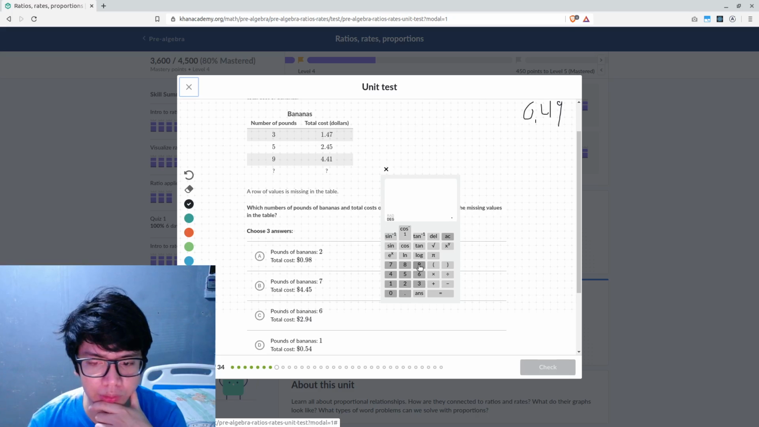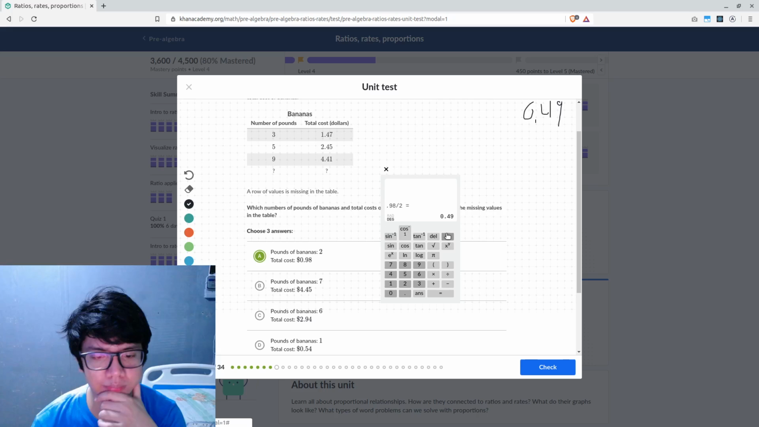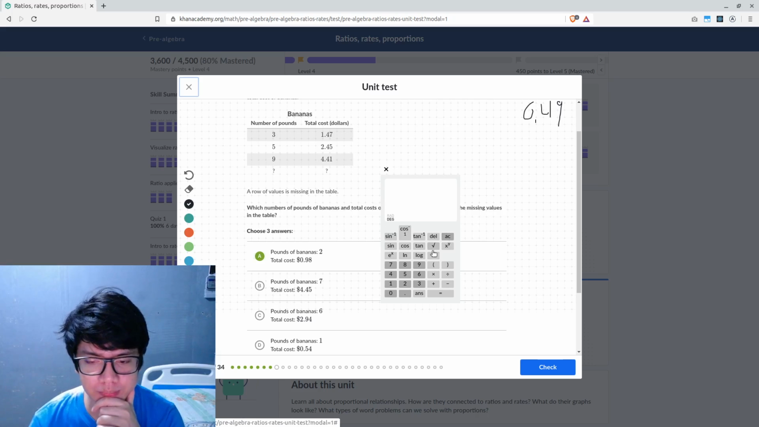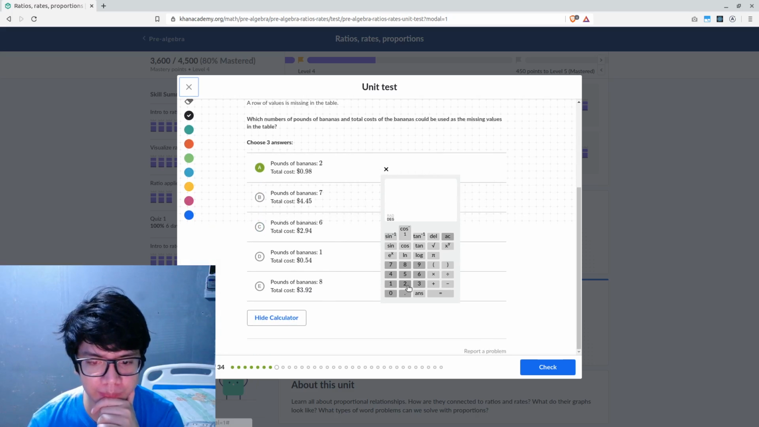Dollars. 0.98 divided by 2 is 0.49, obviously. And we have 4.45 divided by 7. Nope, no siree. 2.94 divided by 6. Okay. No, it's gonna be the same thing if it's divided by 1. So I guess 3.92.